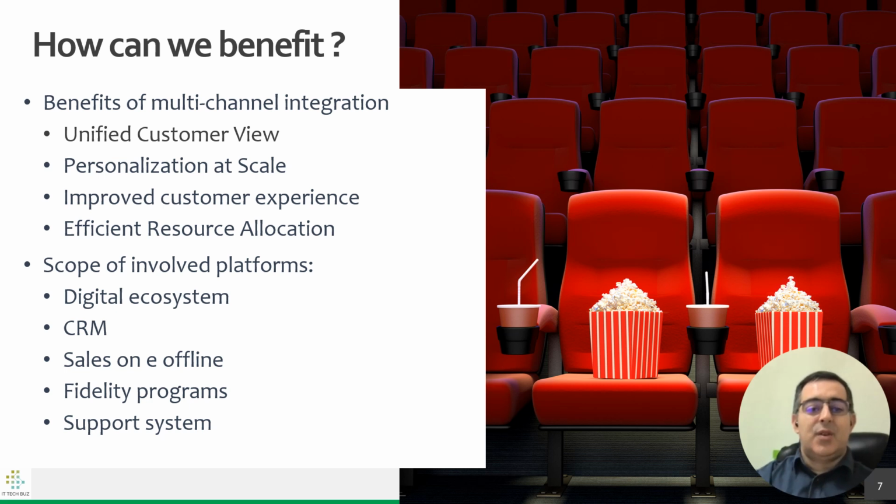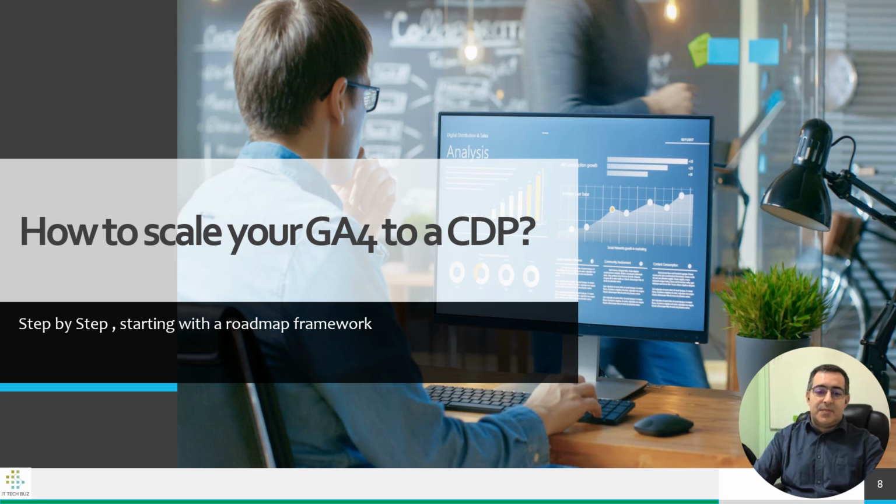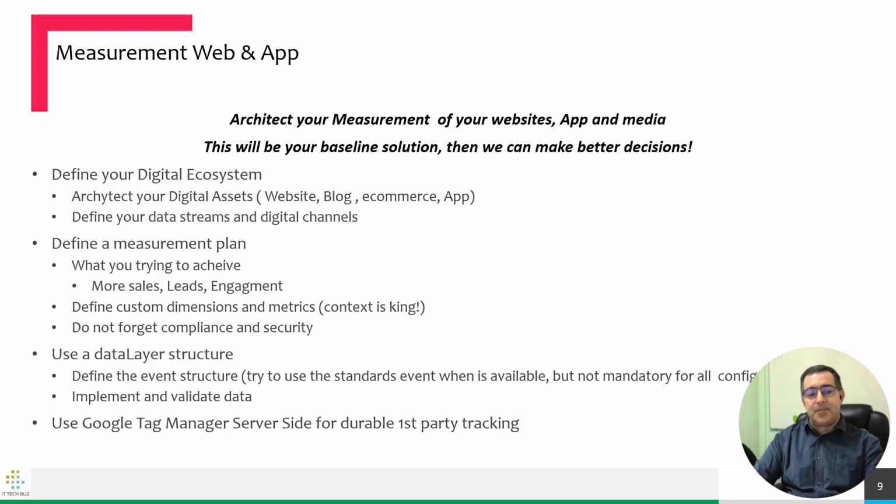So, what is the scope of the involved platforms? You have the digital ecosystem, CRM, sales online and offline, fidelity programs, and support systems. What we are going to see in our webinar is how we can cope with this, in which phase, and let's see how to scale it to your GA4 and the CDP.